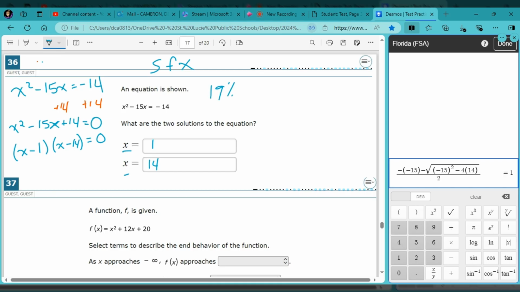And you can just type it all in at one time on your Desmos scientific calculator. You don't have to work out the quadratic formula step by step. As long as you set it up correct, you're good to go on a question like that. So I feel like if more students would have practiced using the embedded Desmos calculator, a lot more than 19% of students would have got question number 36 correct.